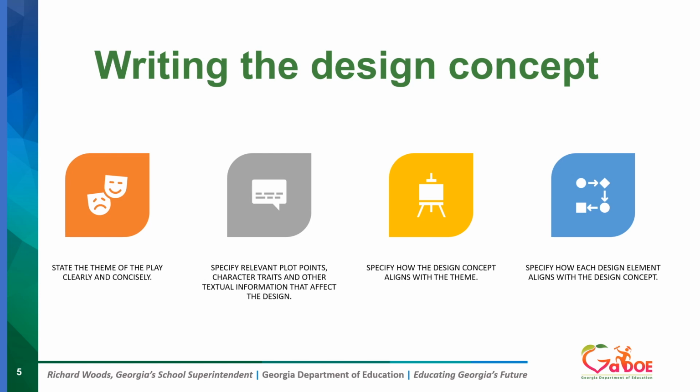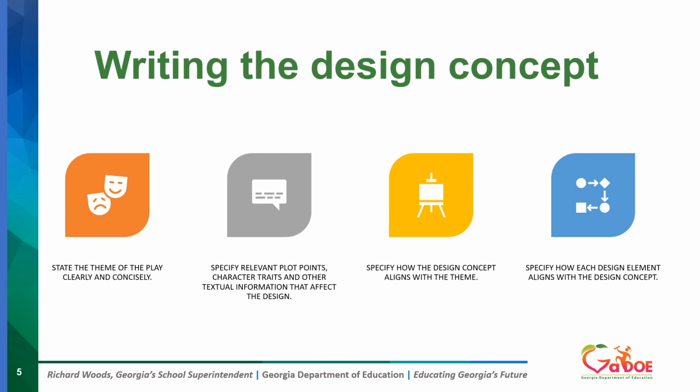One, you want to clearly and concisely state the theme of the play. Two, you also want to specify any relevant plot points or character traits and any other textual information that affects the design. Three, specify how the design aligns with the theme. Use evidence from the script, justify your design concept, and explain again how the concept and the theme align.